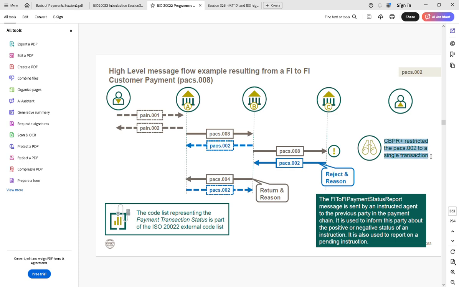CBPR is restricted to a single transaction in PACS.002. So it is only a single transaction always. It should not be multiple transactions here.